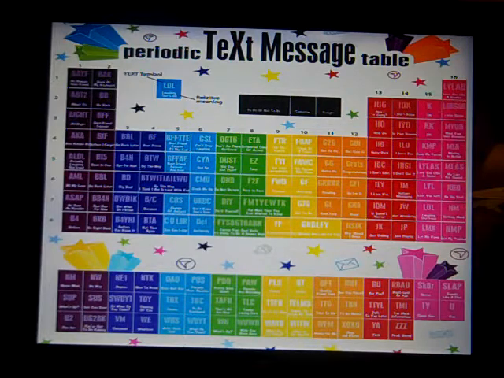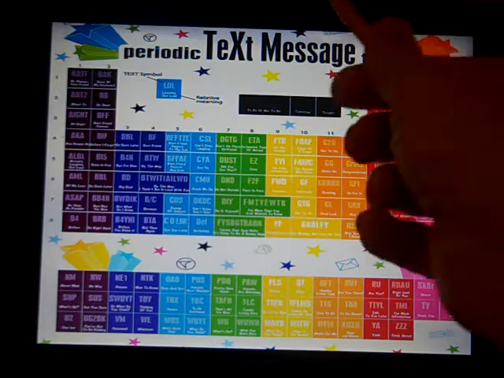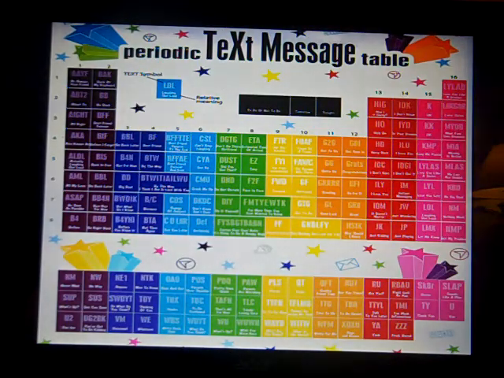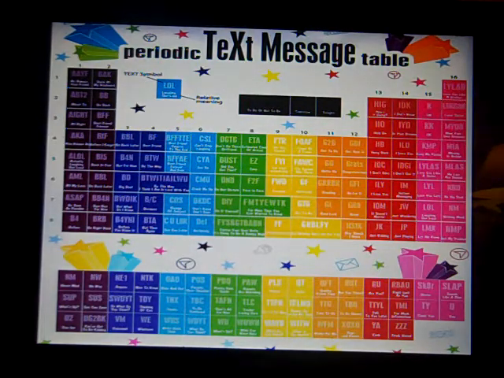This is the periodic table of texting, by the way, if you've ever seen this. I've got BFF down, best friend forever. I know what that means. Some of these I've seen. A lot of them I haven't. But these represent symbols. These are specific symbols, these letters, that when put together in a certain way represent ideas or words.